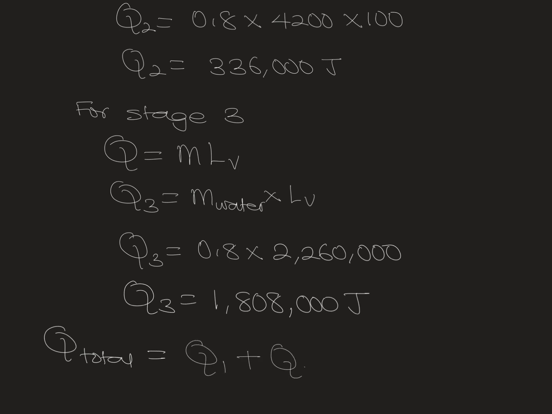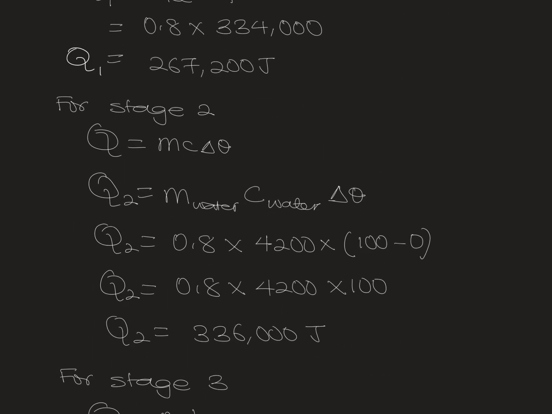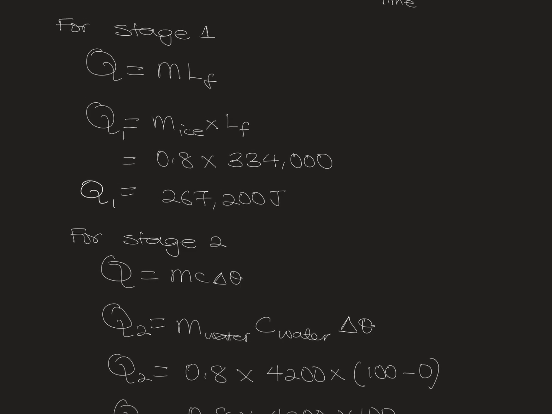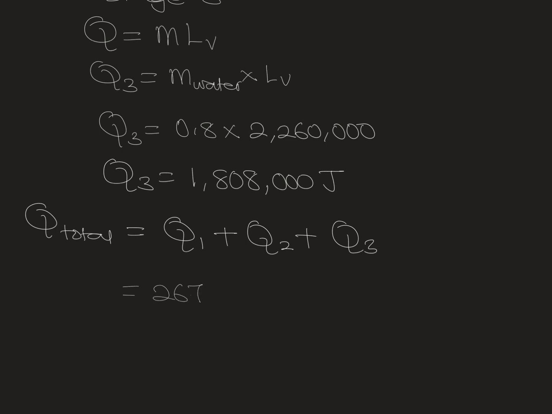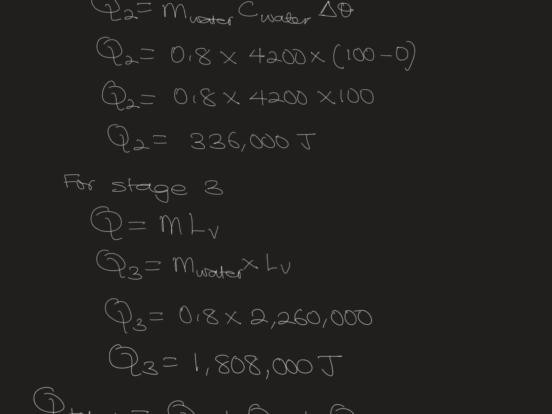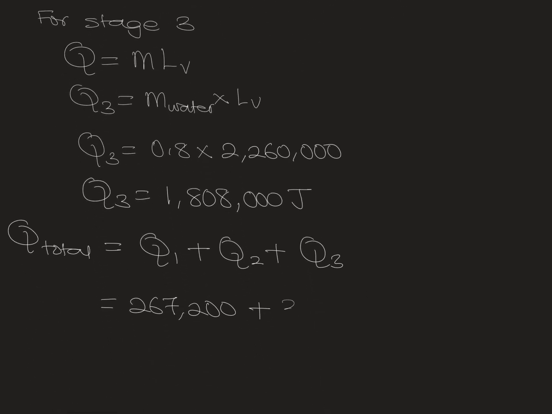So if we want to know the total energy that is required for this transformation, it will be Q1 plus Q2 plus Q3. What is Q1? Q1 is 267,200 joules, plus Q2, which is 336,000, plus Q3, which is 1,808,000. If you do the addition, you'll have 2,411,200 joules.